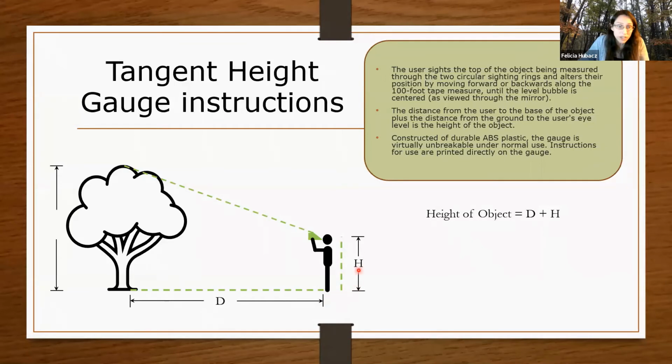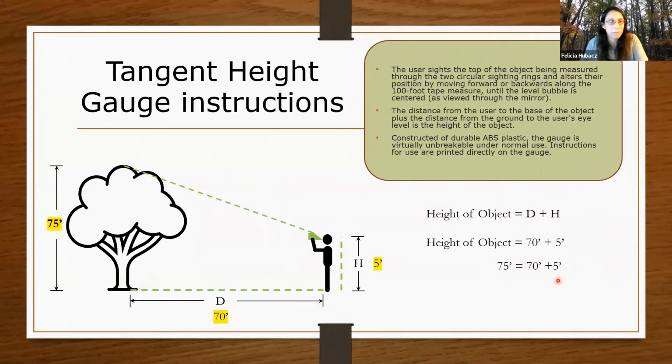Then you want to measure the height all the way up to your eyes, because that's where you're taking the measurement from. So for an example, let's say we did this and the tree was 70 feet away, and I'm a really tall person and my eyes are at 5 feet. So we just add the distance plus the height of the eyes, pop in the numbers, and bam, 75 feet is how tall the tree is. You see how easy that is? That's the kind of math that I like.